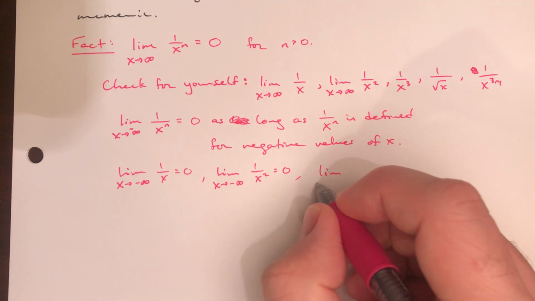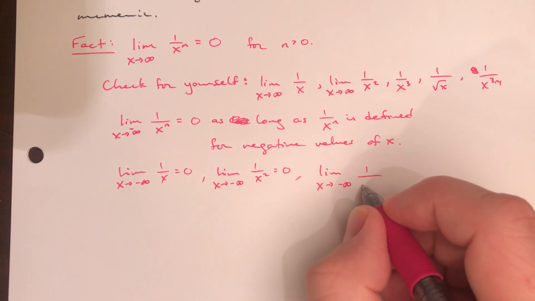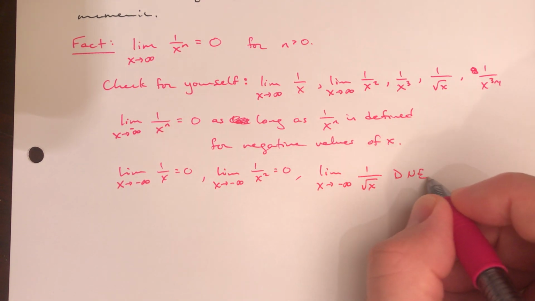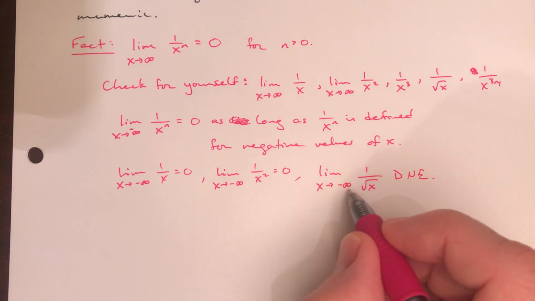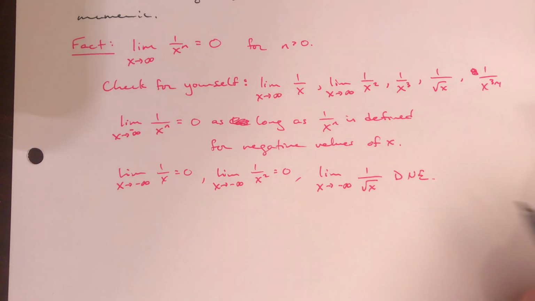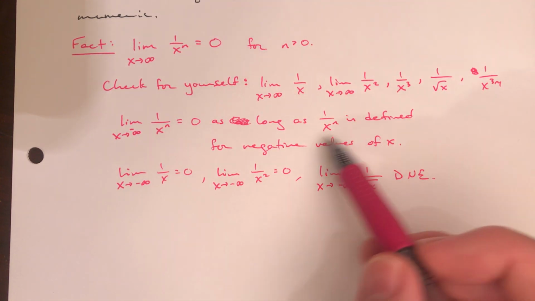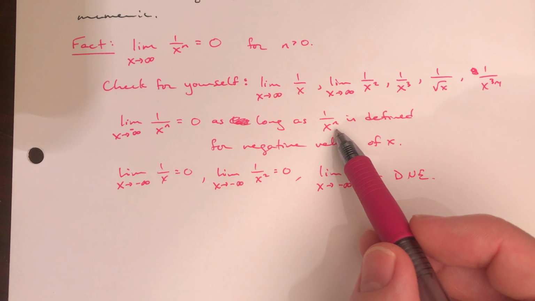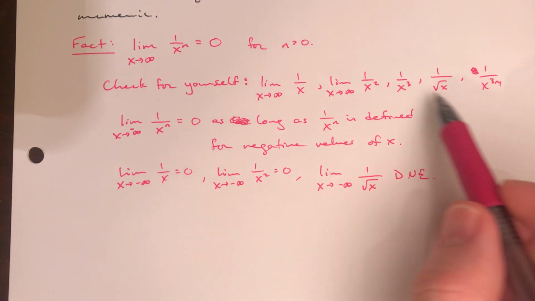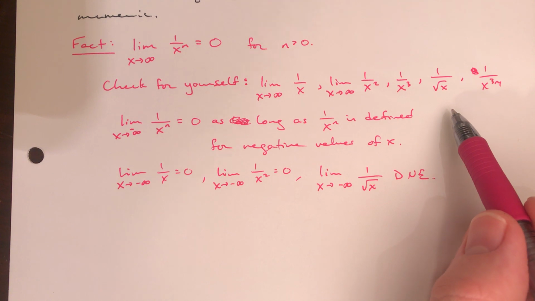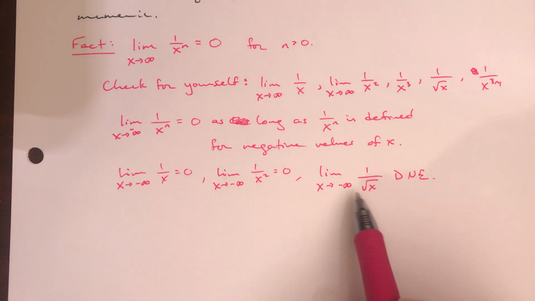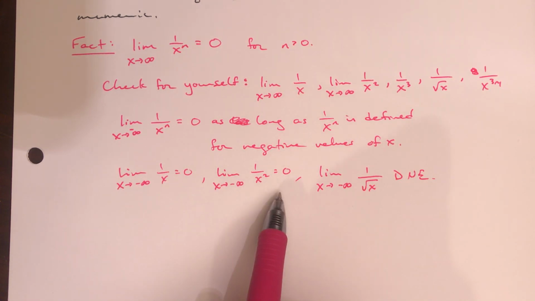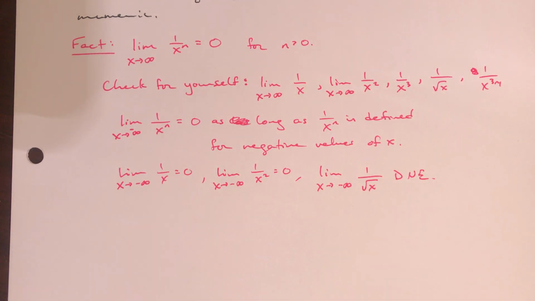But the limit as x goes to negative infinity of 1 over the square root of x does not exist, because this square root of x is not defined when x is negative. So that's what we mean, as long as this 1 over x to the n is defined. And remember, our exponent does not have to be a whole number. We will allow any positive real number in our exponent there. This is not always going to be defined, but in the cases where it is, particularly for whole numbers, that limit is going to be 0 as well.